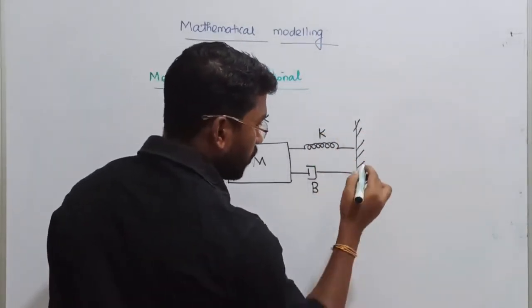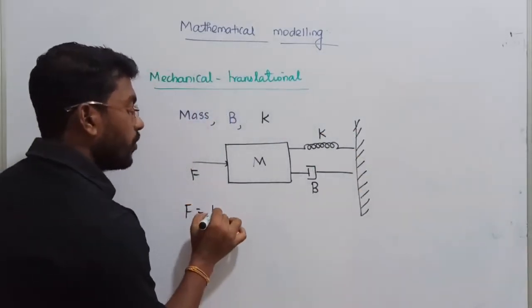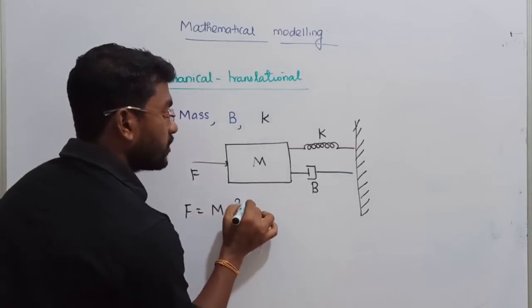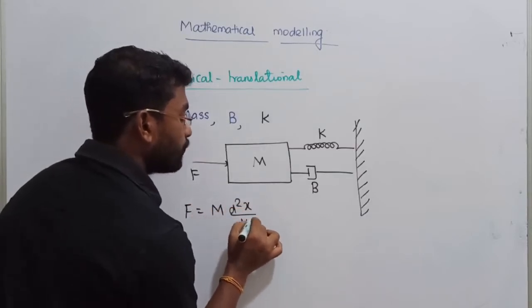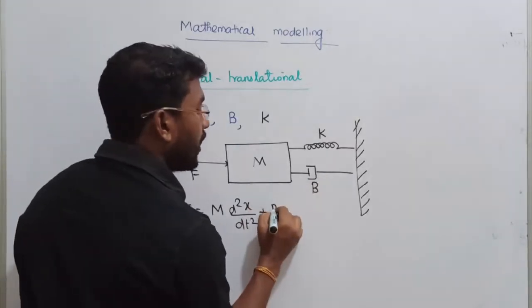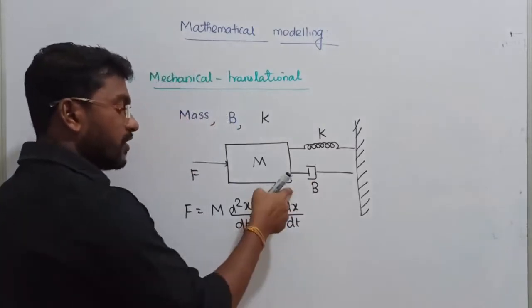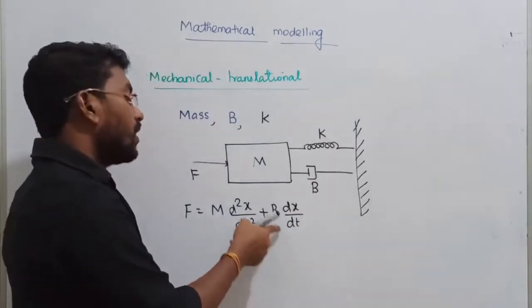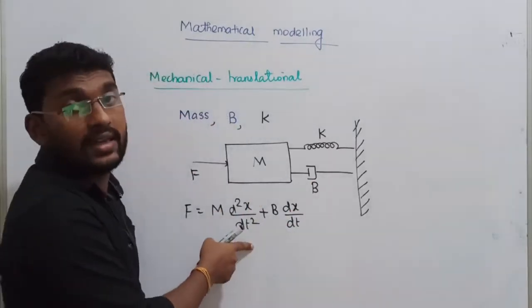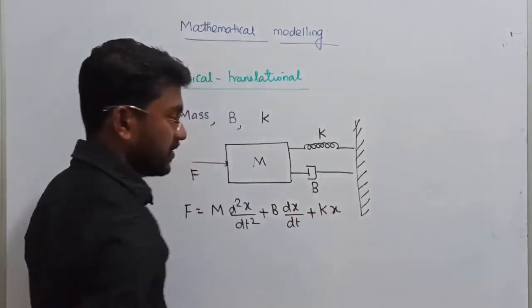Let me connect it with the reference point, such that the total force can be written as the force created by the mass, m into d square x upon dt square, the acceleration, right? Plus the damper, which will create force from the relative velocity dx by dt, right? Displacement with respect to time is called velocity. d square x over dt square is called acceleration, right? Plus at last, k into x, right?